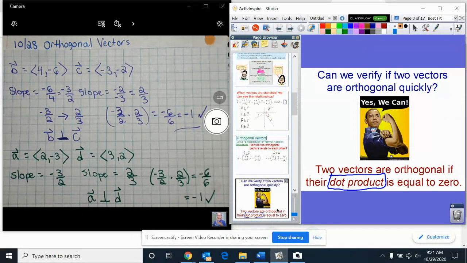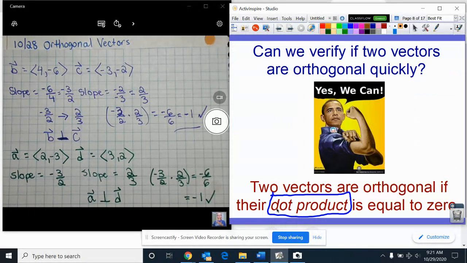So now, can we verify if two vectors are orthogonal quickly? And yes, we can using a dot product. Now this is a special product of vectors. And it is also applied within matrices. And you will likely learn that in future math classes. So now let's learn about the dot product.